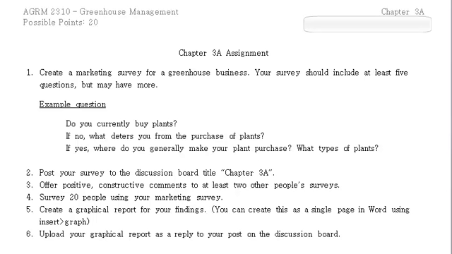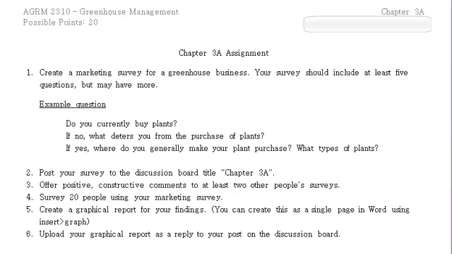Then you want to create a graphical report of your findings, and by a graphical report I'm talking about a pie chart or a line graph. You'll want one of those charts for each of the questions. So if question 1 is, do you currently buy plants, you might have a pie chart showing how many people answered yes and how many answered no. Or if you were to ask how much money you generally spend on plants, you might have a line graph or a bar graph showing the responses.